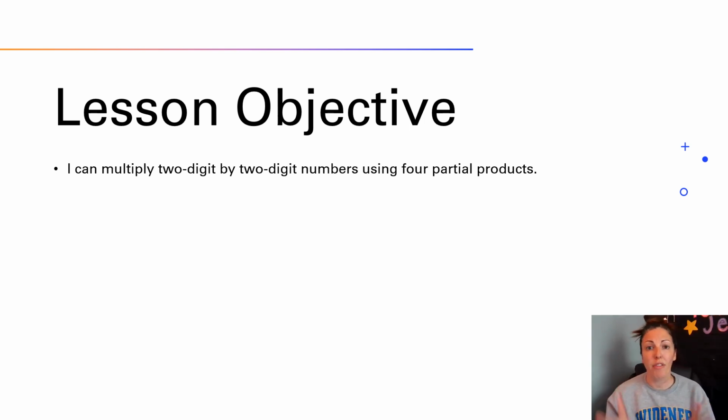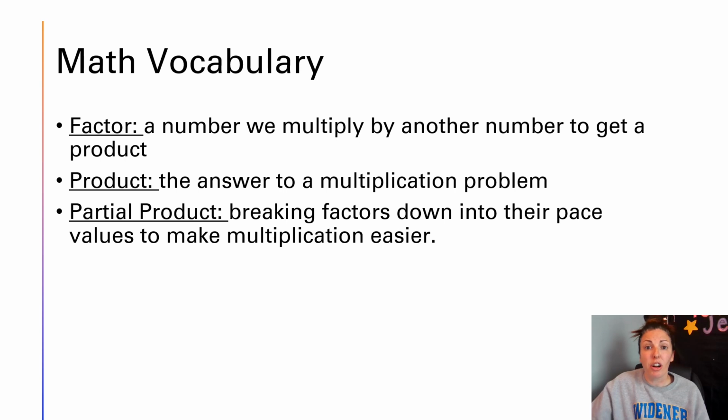Today, both of our factors are going to have 2 digits in them, which will in turn give us 4 partial products that we will need to add together to get our final product. So before we start our lesson, I just want us to very quickly review some of the vocabulary words that we had gotten used to using in the classroom.